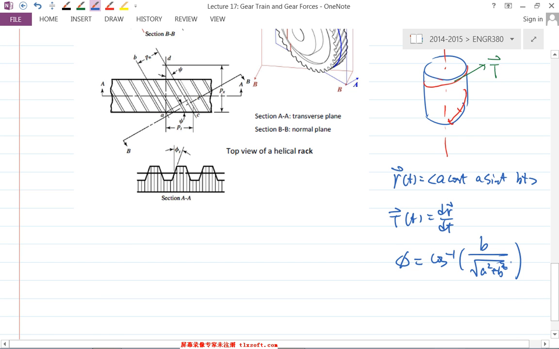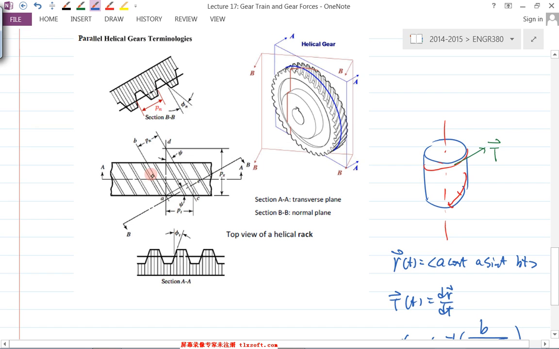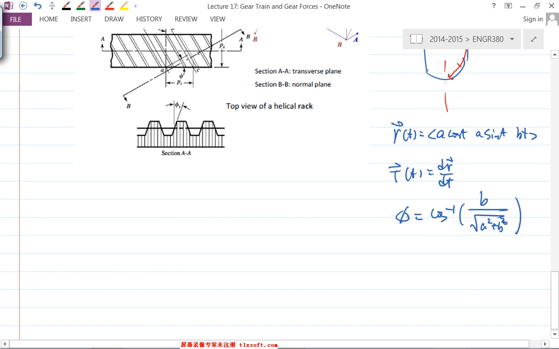In this particular case, it's the angle between this inclined line and this vertical axis, right? And that angle is what we call the helix angle. So that's one particular angle associated with the helical gear. I think I should use a different symbol here, because I used phi for the pressure angle. So I use this; that's the helix angle. You can easily calculate it using the dot product.